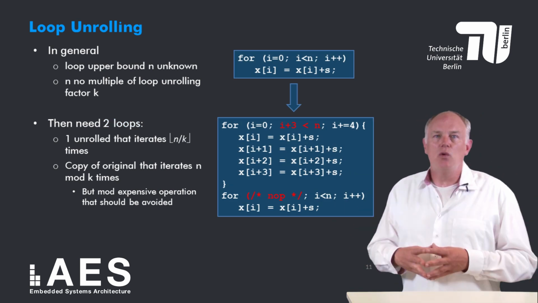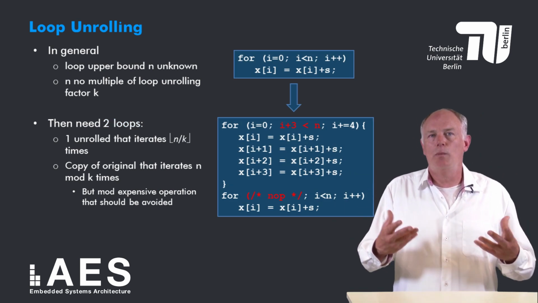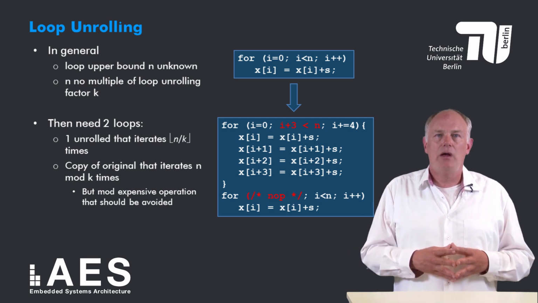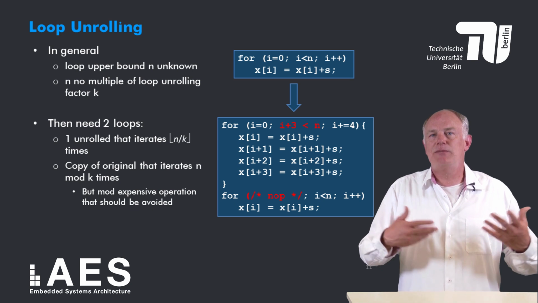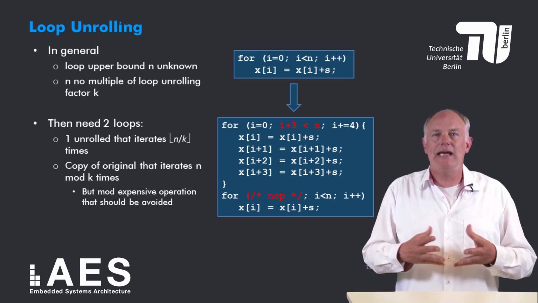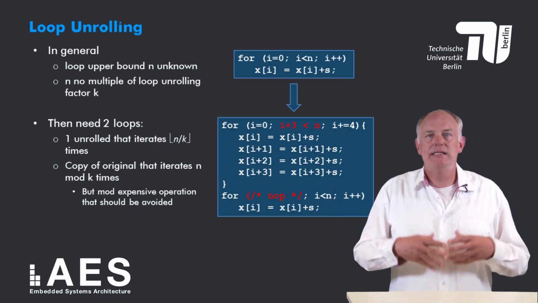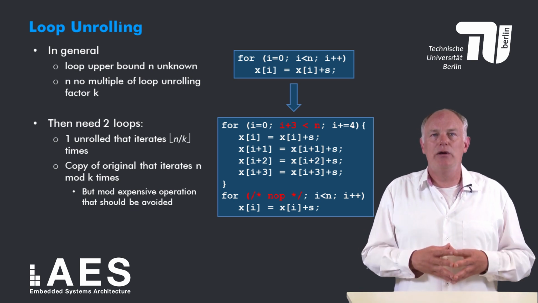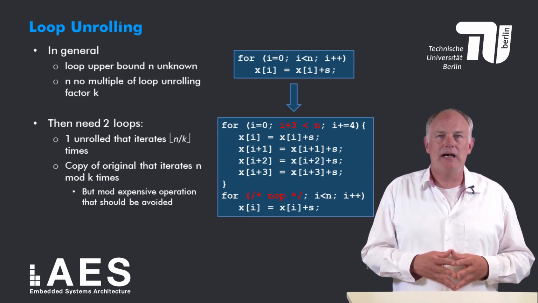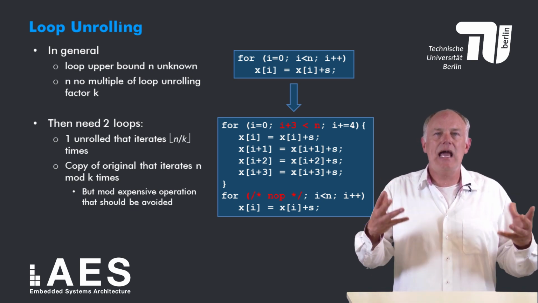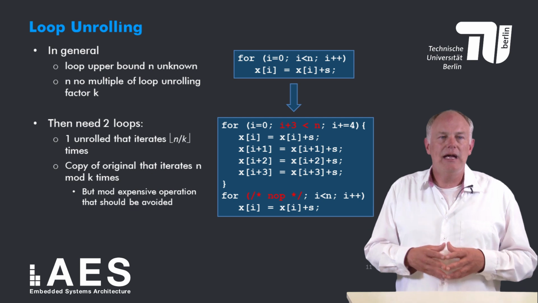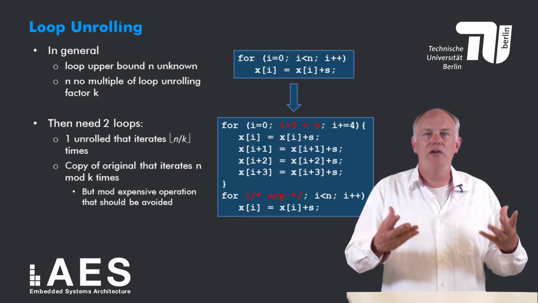This example shows how our loop can be unrolled if the loop upper bound is a variable n. The first loop is unrolled and its test has been replaced by the test I plus 3 less than n, as highlighted in red, since I plus 3 is the last element computed in the iteration with index I. The second loop is a copy of the original and has an empty initialization statement. It simply continues where the previous loop left off.